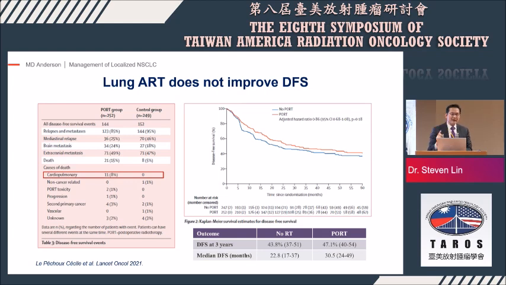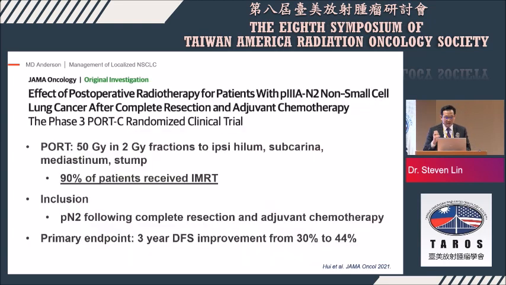So this is pretty high, and when we looked at this, we criticized it, saying, well, they're using bad techniques. Why not use IMRT? Maybe protons might be better. So we started criticizing it until the Chinese results came out. It was published in JAMA Oncology. It's a similar phase 3 randomized trial done in China, with a very similar design. These patients were randomized to post-op radiation versus not. 90% of these patients received IMRT, however, so we cannot criticize based on bad techniques.